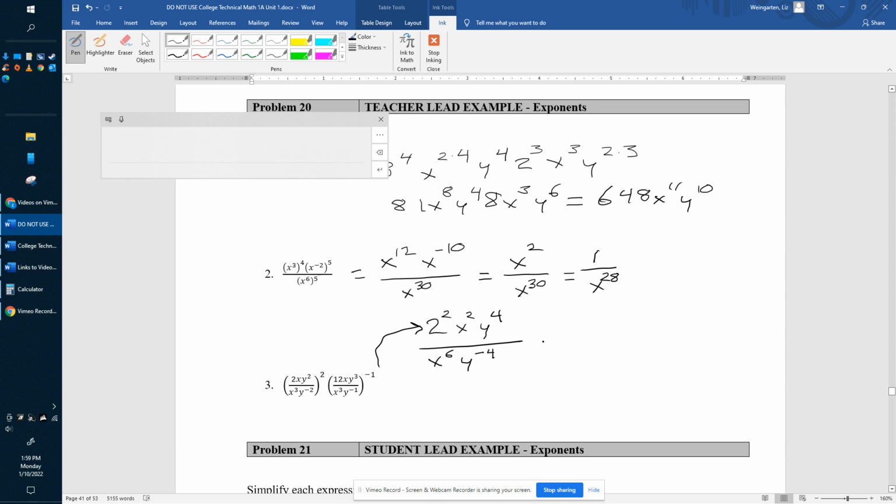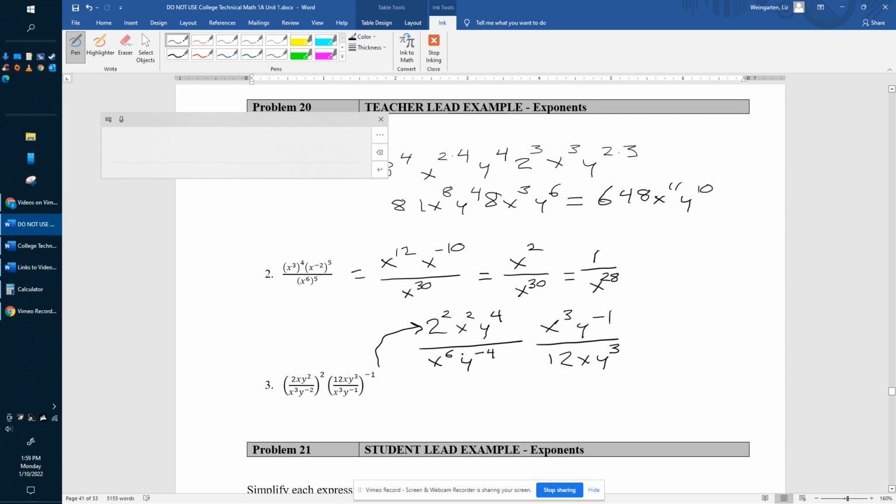So that's one parentheses. Now we have this one to the negative 1 power. So instead of distributing this negative, I'm just going to flip it using our rule for negative exponents. I'm going to put the denominator on the top and the numerator on the bottom. So we have x to the 3rd on top, y to the negative 1, over 12x y to the 3rd.